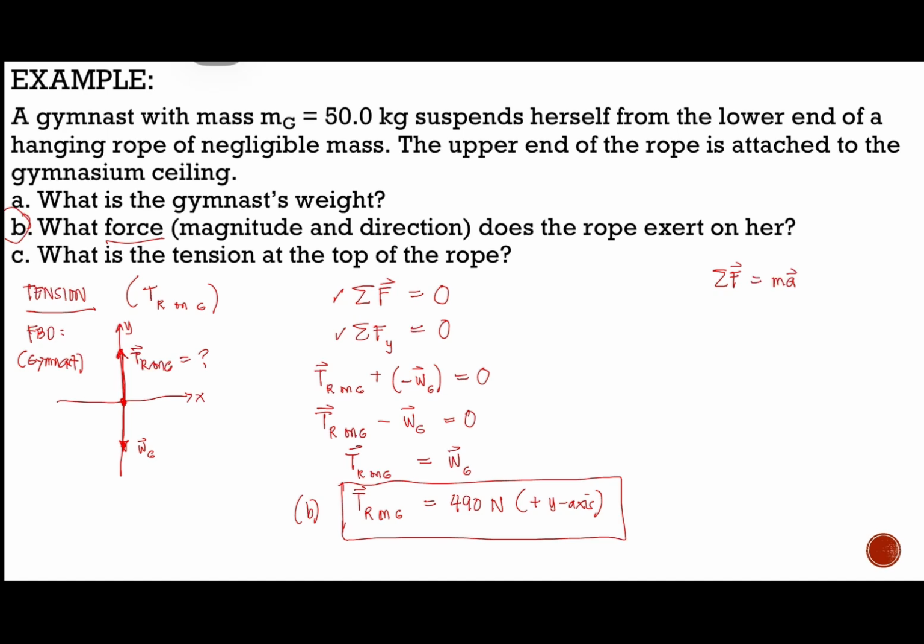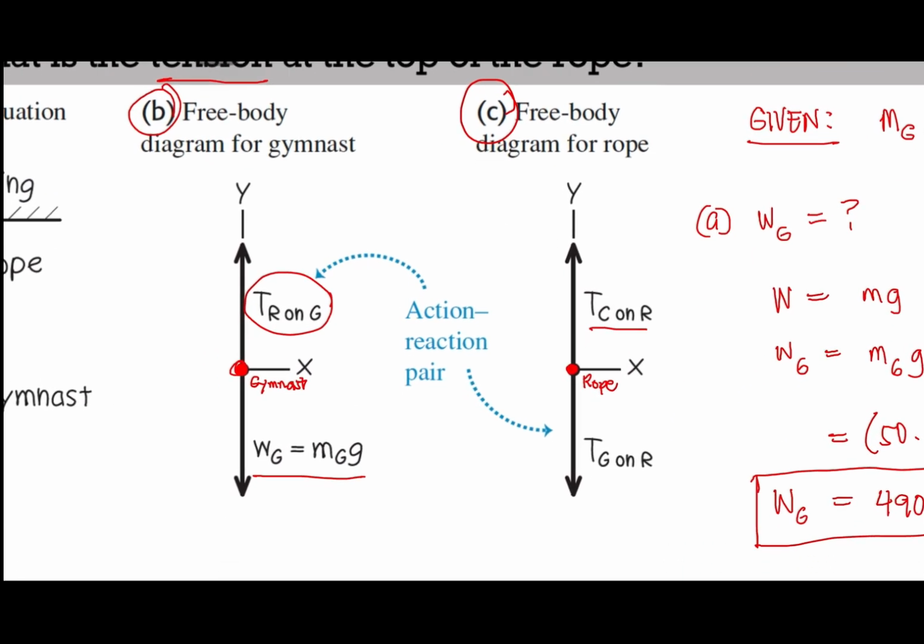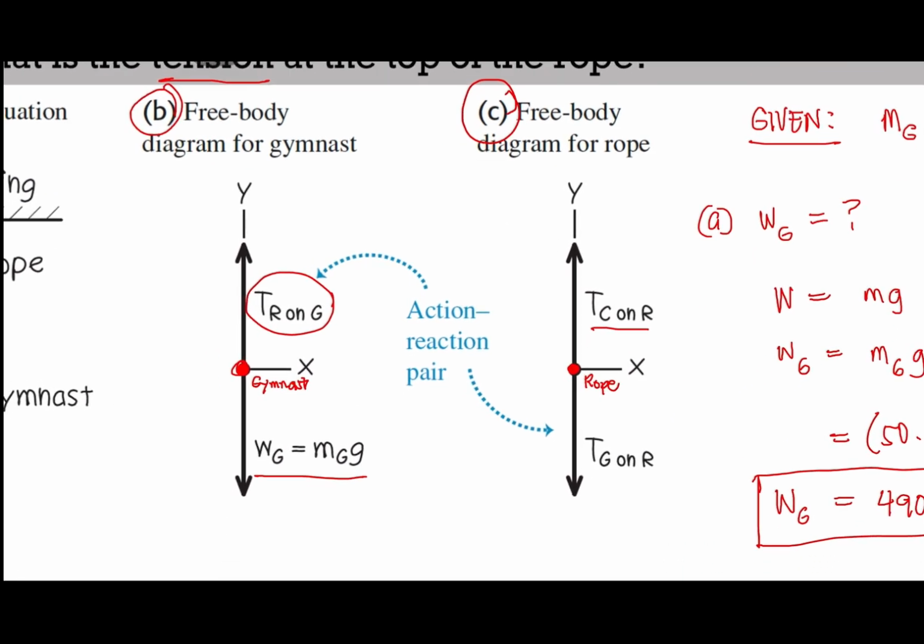Now, if you have noticed here, the tension force that the gymnast exerts on the rope is in pair with this one, which is an action-reaction pair. So they have the same value, the same magnitude, but opposite in direction. If you can still remember Newton's third law, the law of action and reaction. Since this is an action and reaction pair, their magnitudes are the same, but their directions are opposite or different.